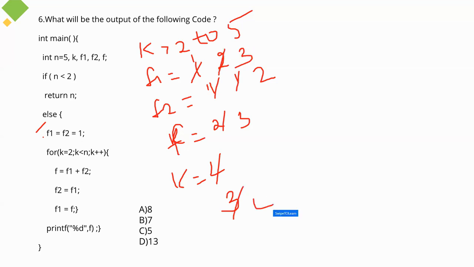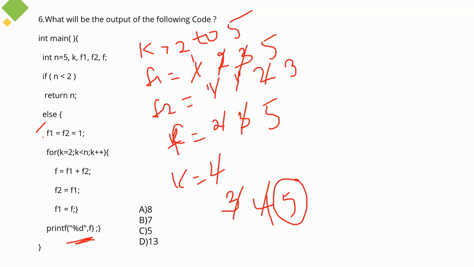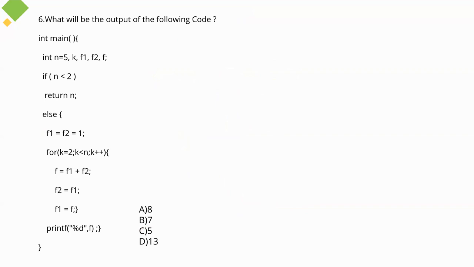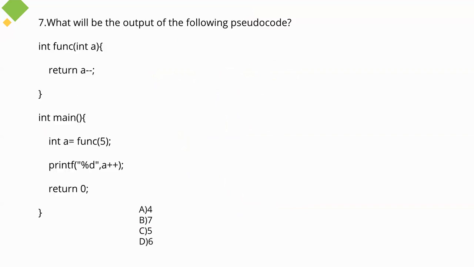For k equals 4, the value of f would be f1 plus f2, that is 3 plus 2, 5. And then f2 will become f1, that is 3. f1 will become f. It asks us to print the value of f. Now k will be 5, and 5 less than 5 is false, so we are coming out of the for loop. Now it's asking us to print f. The value of f is 5. So the answer would be option C, 5. Let's move on to the next question.